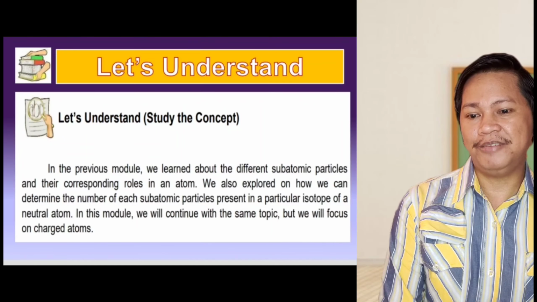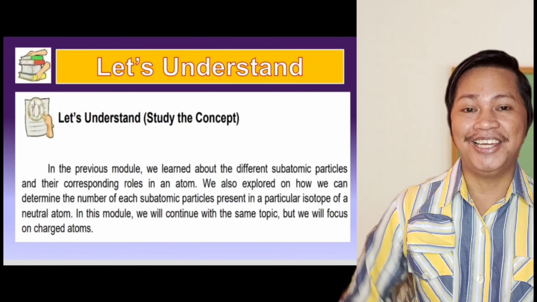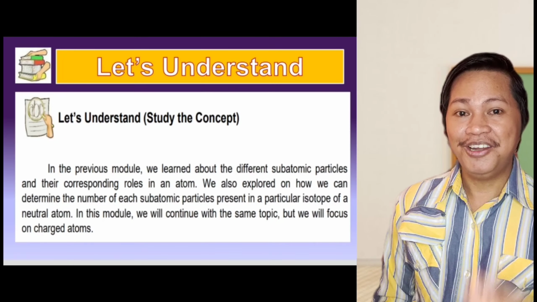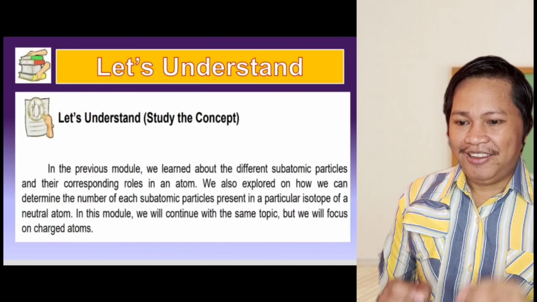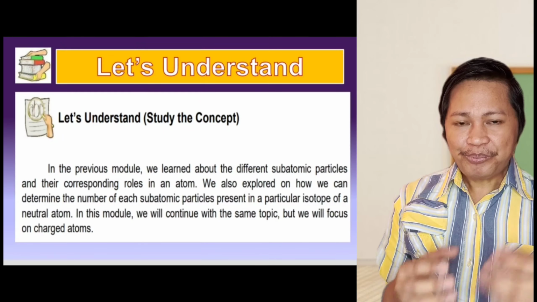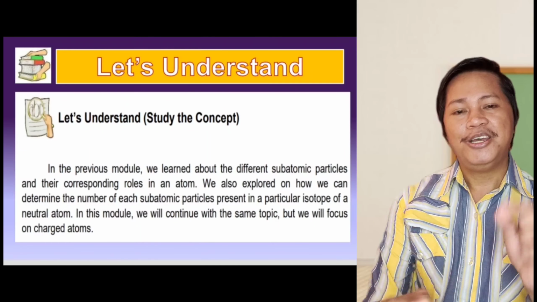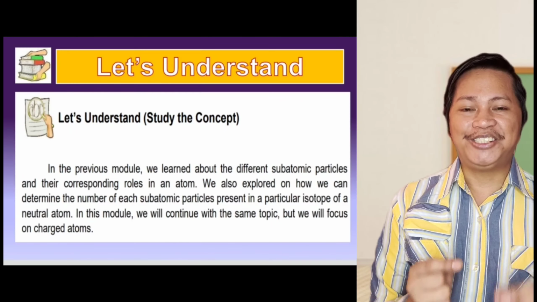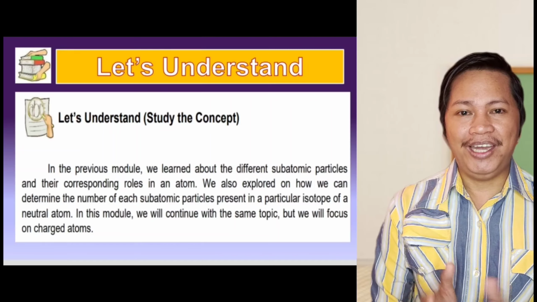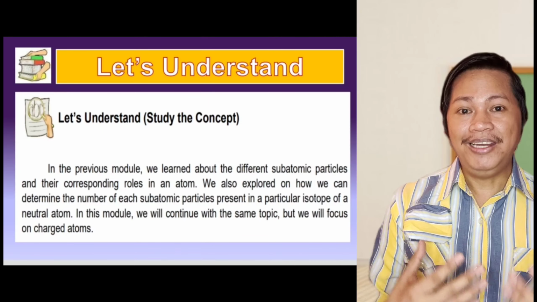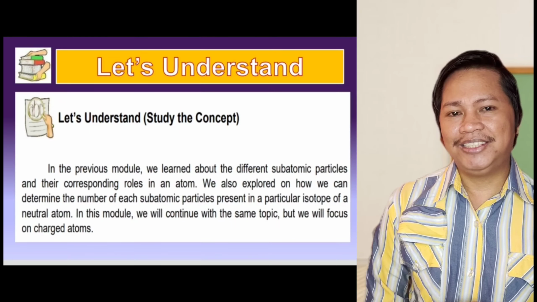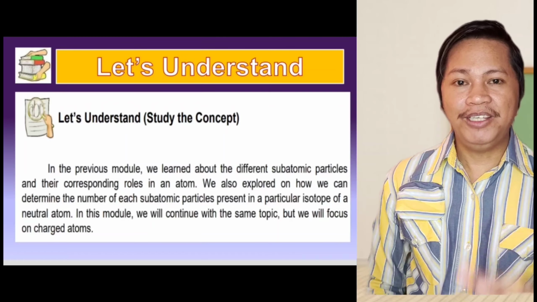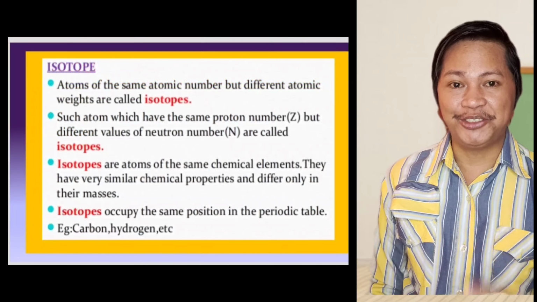In the previous module, we learned about the different subatomic particles, and those are proton, electron, and neutron, or PNE, and their corresponding roles in an atom. So what are their roles? For example, the proton and neutron are found inside the nucleus, while the electrons are found outside the nucleus. So again, they make up the atom. They contribute to the size and of course the mass of the atom. That's very important.